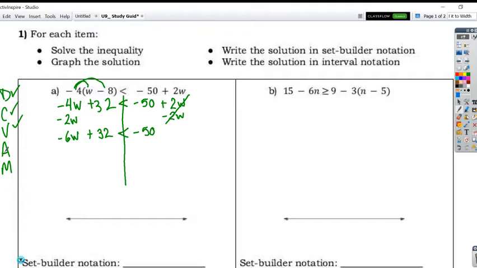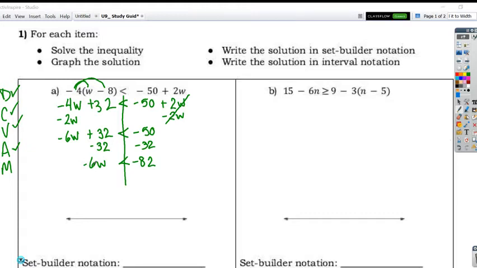The A is for add or subtract as you need to with your constants. So I'm going to have to use the inverse of +32. That's -32. What I do on one side, I have to do to the other side. So -6W then stays behind. The less than symbol comes along, and we're now at -82 for that after we do our -50 and -32. There's our adding and subtracting. Good. Lastly, the M there stands for multiply or divide.